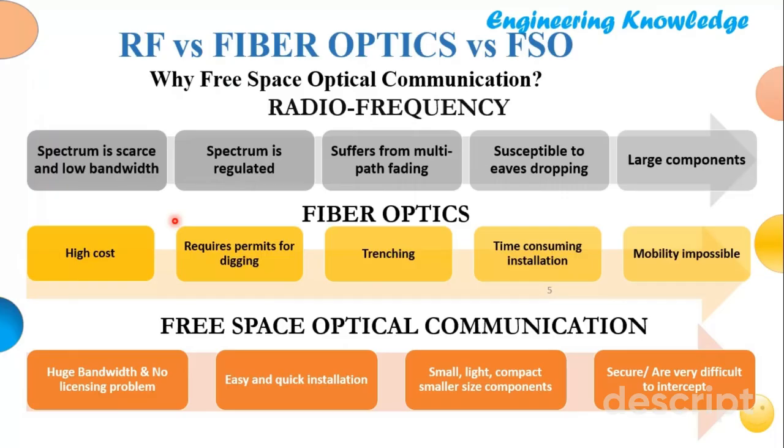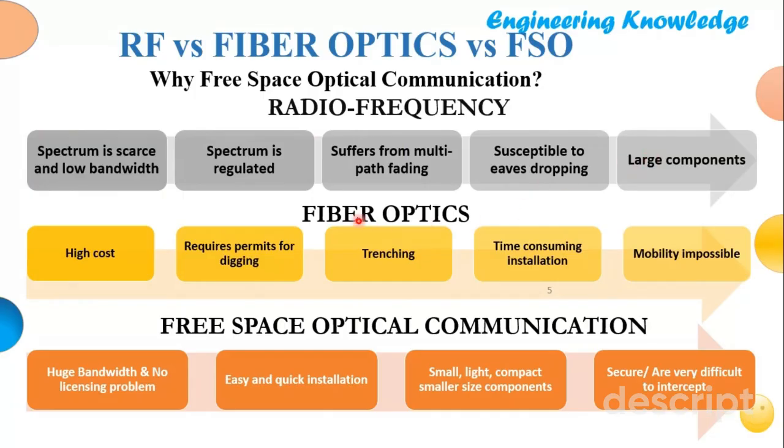Free space optical communication systems can be compared with previous technologies like radio frequency. So spectrum is scarce, and spectrum is regulated. You need a lot of money to purchase the spectrum. Multipath fading is there, it is susceptible to eavesdropping, and large components are required.